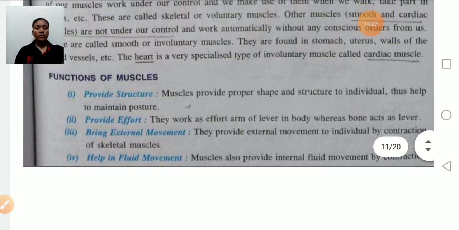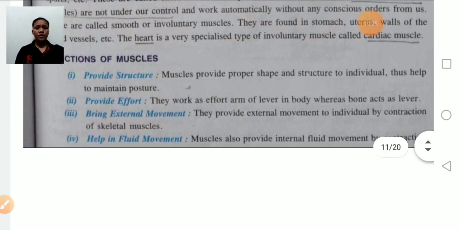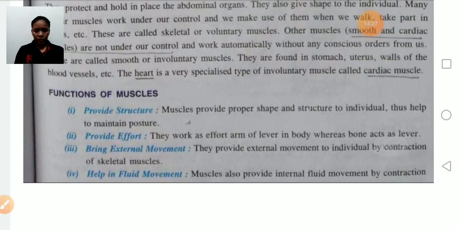Functions. What are the functions of muscle? The first is to provide structure, just like bones. Muscles provide proper shape and structure to the individual, and help in maintaining the posture. They provide you shape, structure, and also help to maintain proper posture.